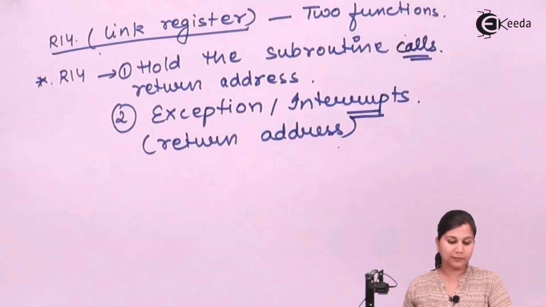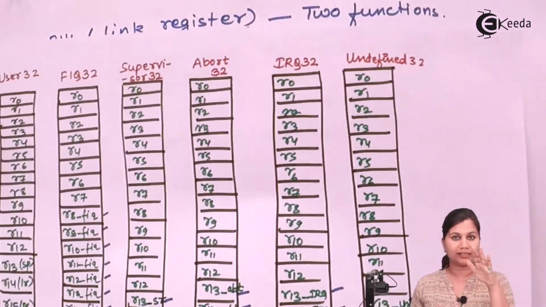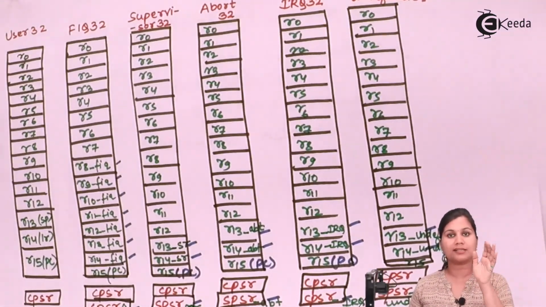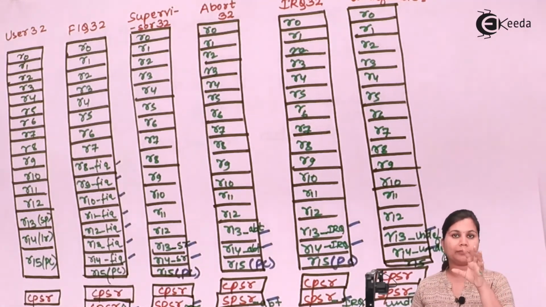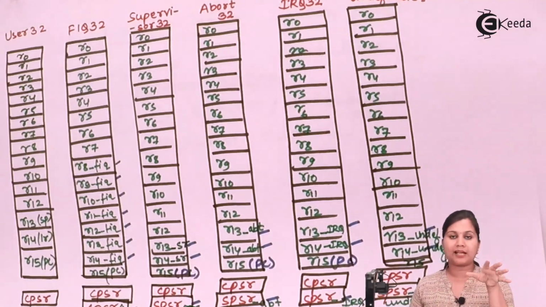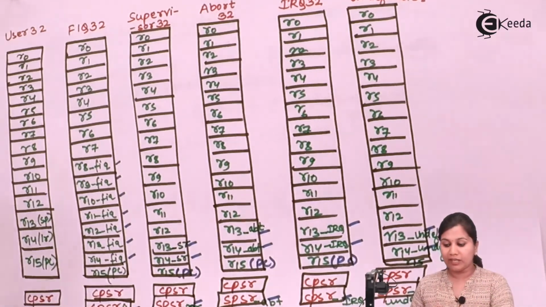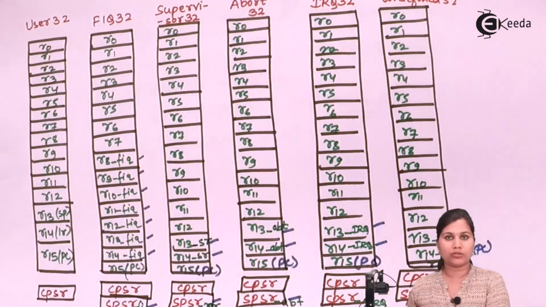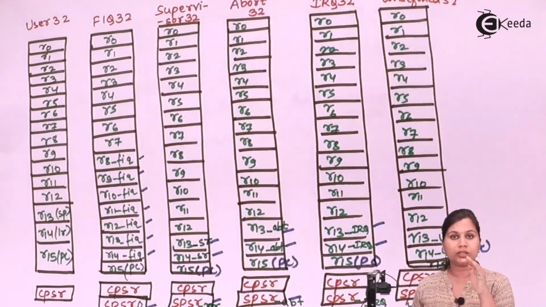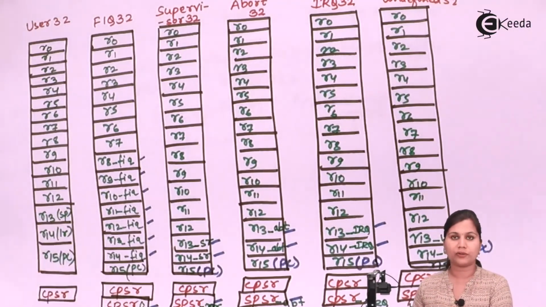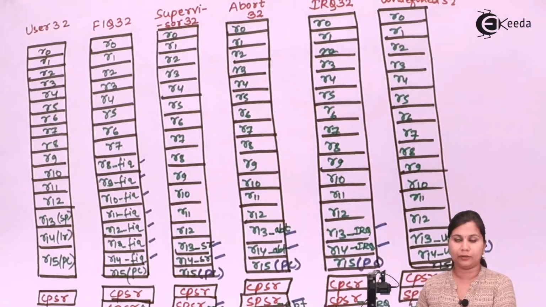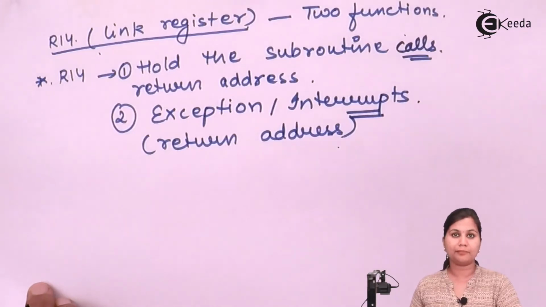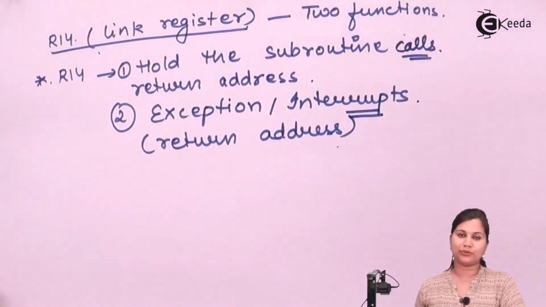Okay, so this was the programming model. We have seen that in this programming model, there are 37 registers. Out of them, we have seen the functions of the general purpose registers and the other stack pointer, program counter, link register, CPSR and SPSR registers. And we have seen how the function of these registers differs in the different modes of the processor. So according to the current processor mode, the function of each of the registers will be defined. Okay, so I hope that this topic, ARM processor programming model, is now clear to you. Thank you.